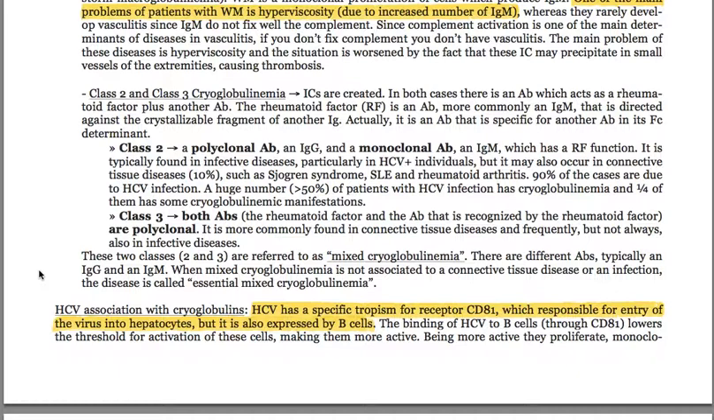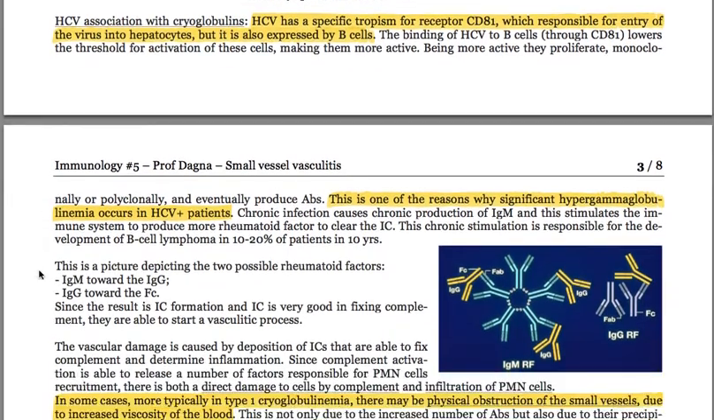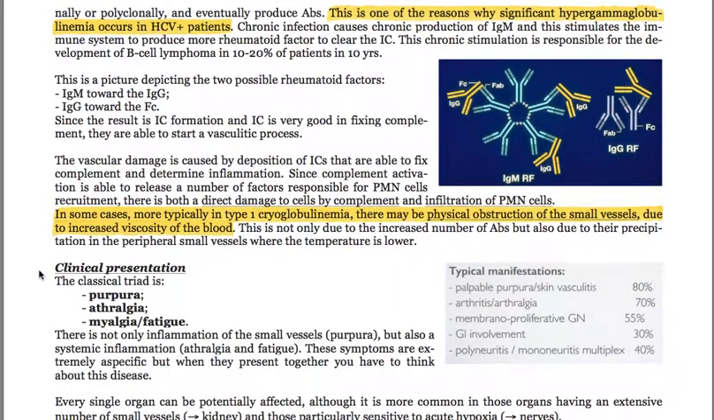HCV has a specific tropism for receptor CD81, which is responsible for entry of the virus into hepatocytes, but it is also expressed by B cells. The binding of HCV to B cells through CD81 lowers the threshold for activation of these cells, making them more active. Being more active, they proliferate monoclonally or polyclonally and eventually produce antibodies.